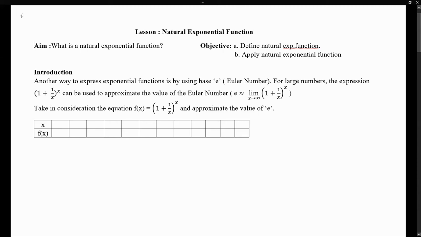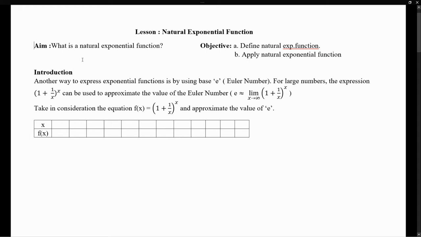Welcome. In this video, we're going to be discussing the natural exponential function. But before we discuss the natural exponential function, we have to introduce a new number, and that is the Euler number. What exactly is the Euler number? Well, let's take a look at this small introduction.